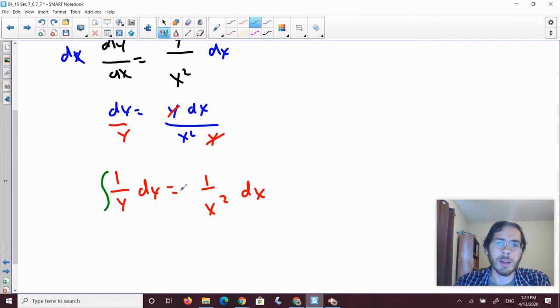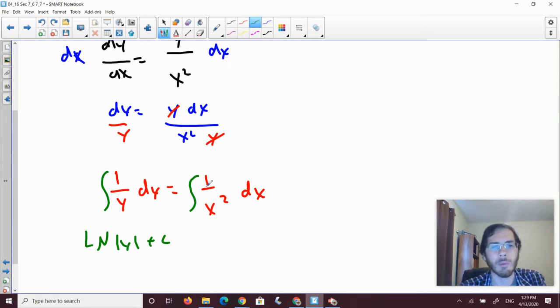We can do 1 over y. That doesn't seem too bad. 1 over x, that might be a little bit more difficult. So this is just ln of y plus c. But we got 1 over x squared dx.